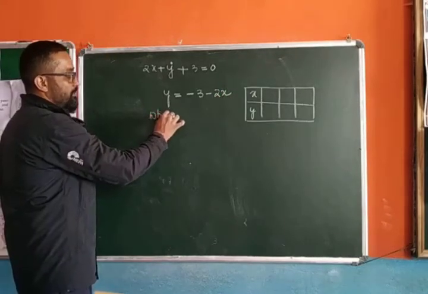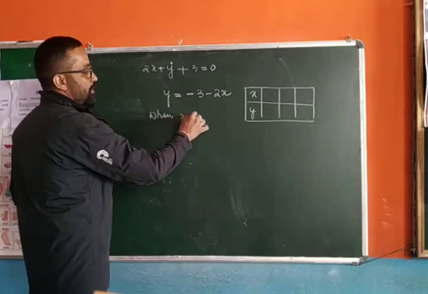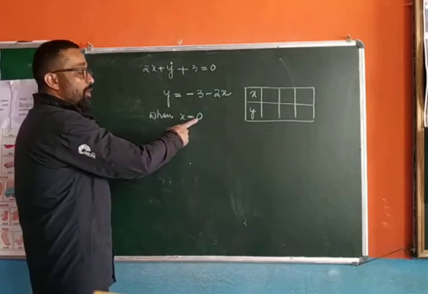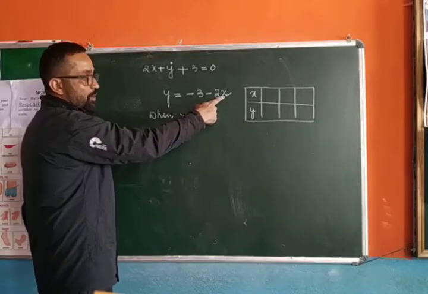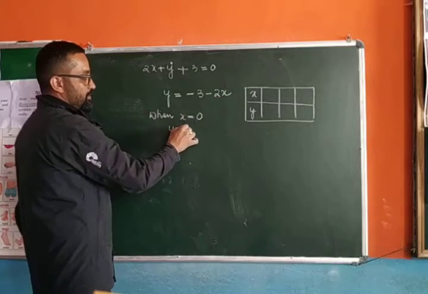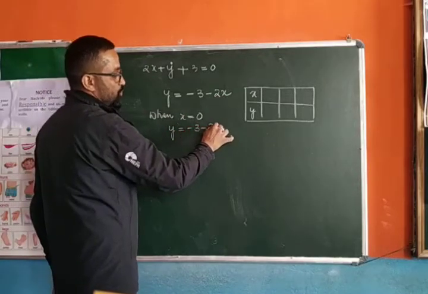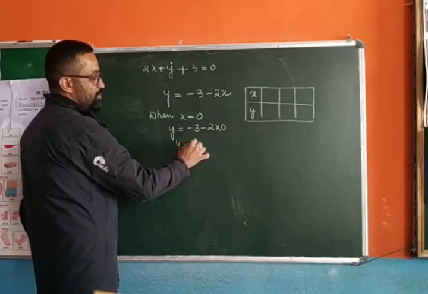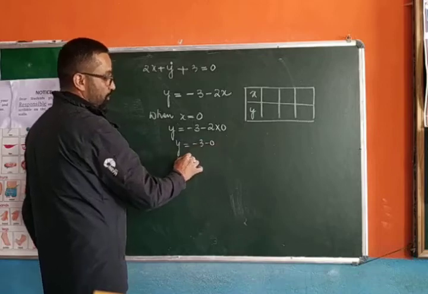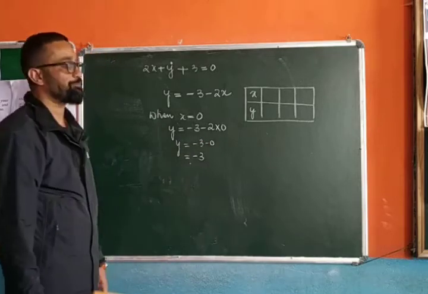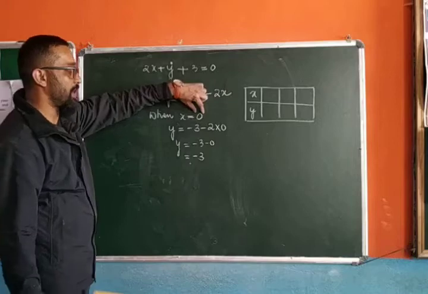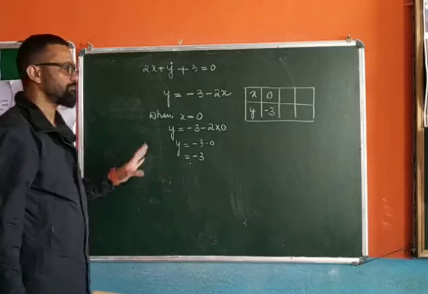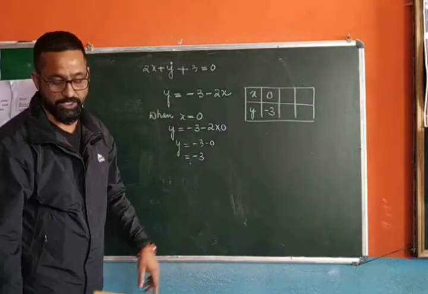So I am starting the calculation when x is equals to, I start with 0. So I assume x as 0. Now I'll substitute here. Y is equals to minus 3 minus 2 into 0. Simplified. Y is equals to minus 3 minus 0, which comes equals to minus 3. So when we have taken x as 0, y comes equals to minus 3. First pair of point.